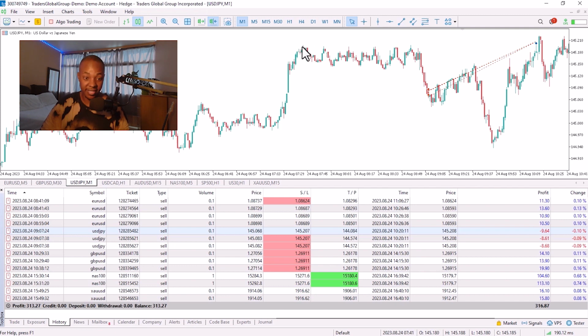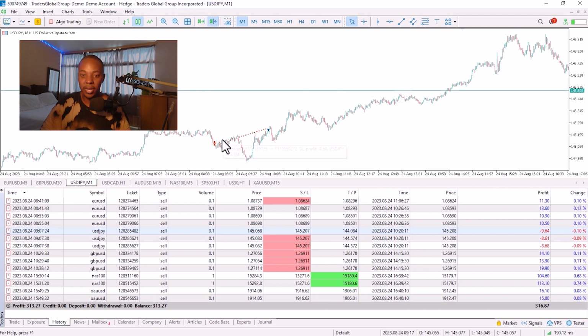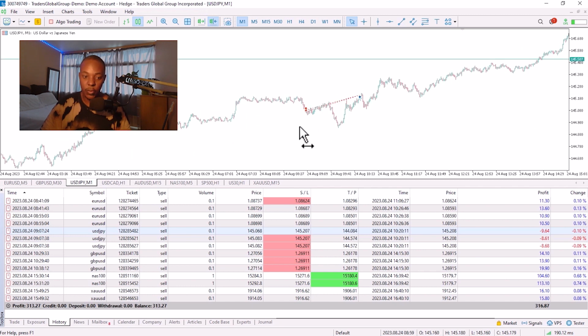No, what am I saying? No, it's the accumulation, manipulation, and then the distribution going up. So that's what I missed. So yeah, that was the second trade of the day.